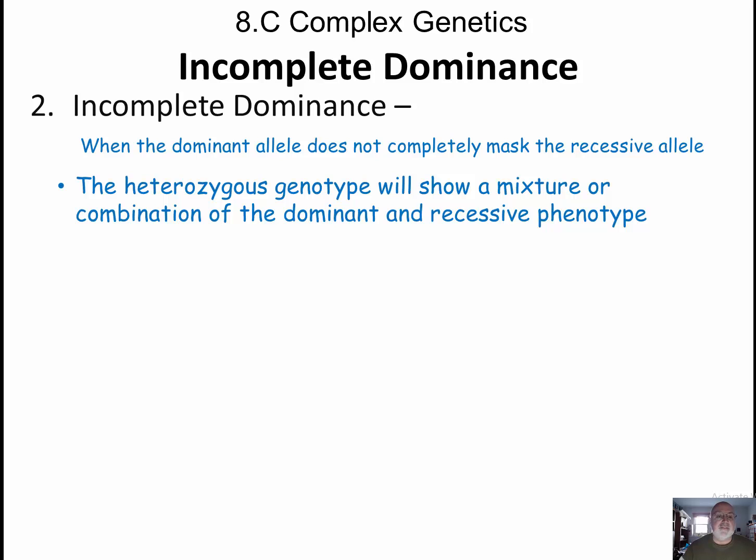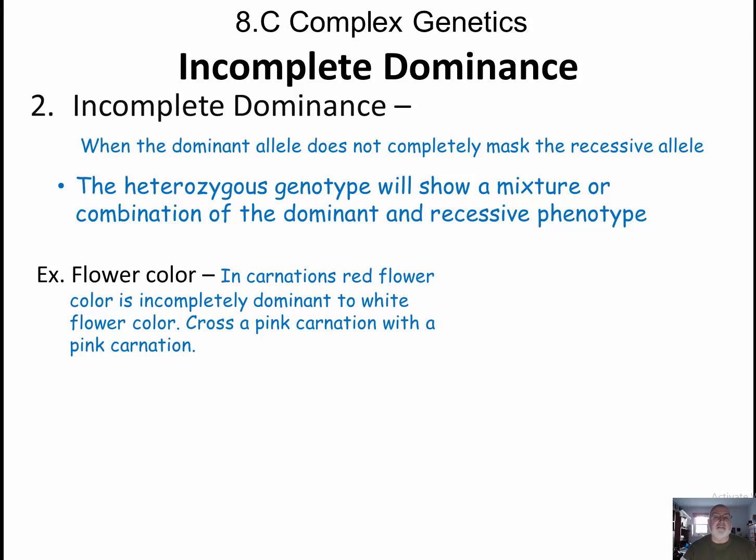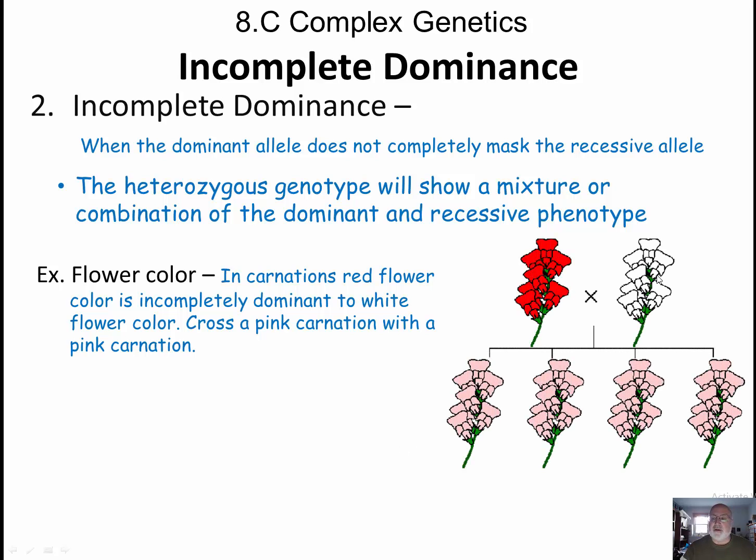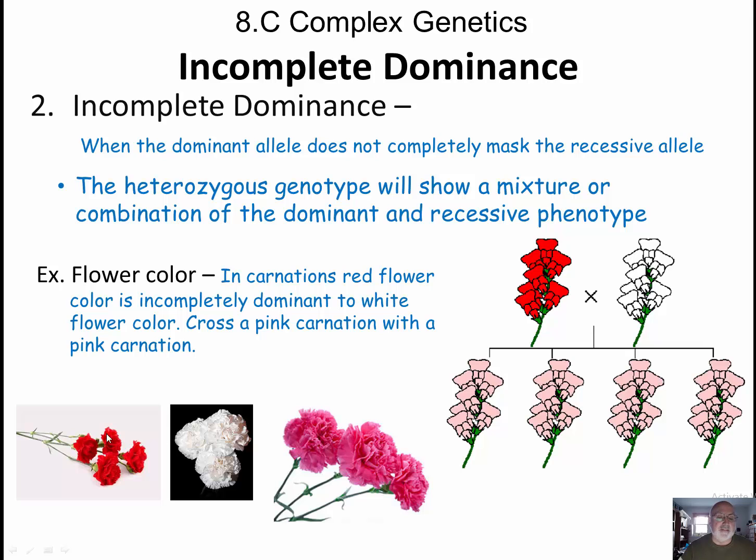Incomplete dominance is when a dominant allele does not completely mask over a recessive allele. A heterozygous genotype will show a mixture or combination of the dominant and recessive types. An example of this would be flower color. In carnations, if you take a red flower and a white flower and you mate them, you get the red and the white, so you get pink carnations. Examples: red, white, and pink.